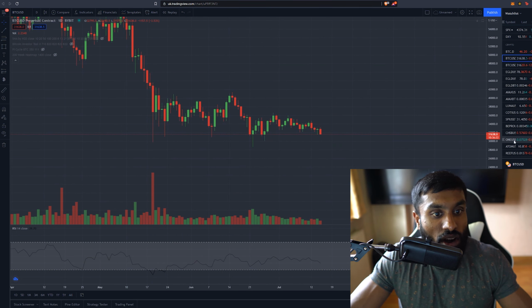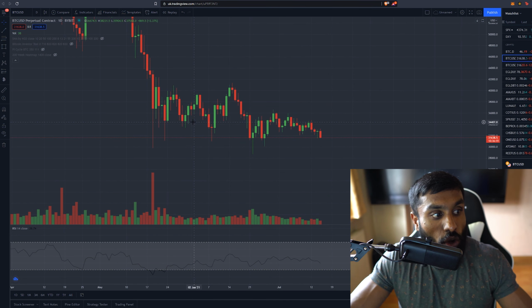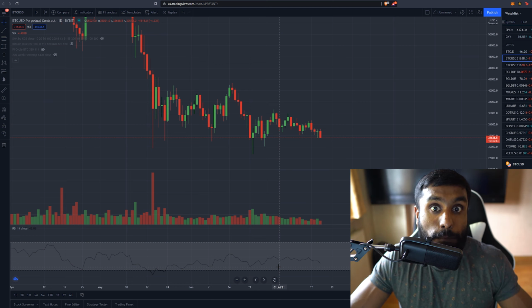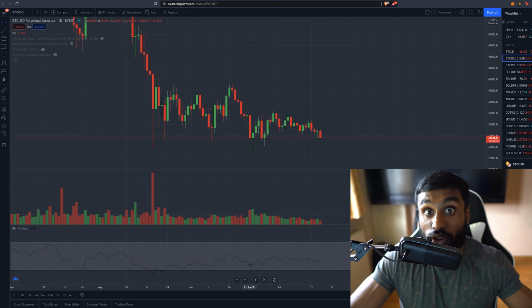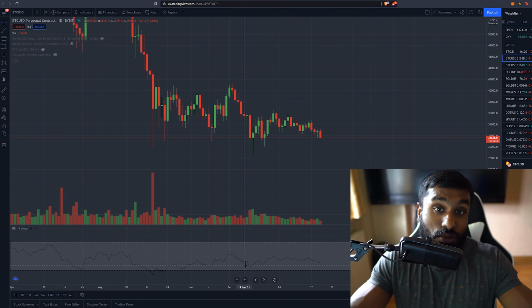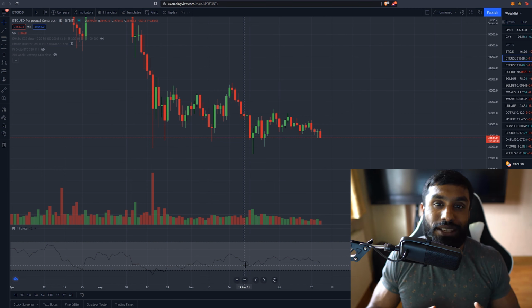Likewise, if the price action is showing lower lows like we are right now, but the RSI is forming higher highs, that's an indicator of a bullish divergence. Obviously, nothing has happened yet, but this could be a bullish divergence forming on the Bitcoin chart. Hopefully that makes a little bit of sense. That was just a quick introduction on technical analysis.